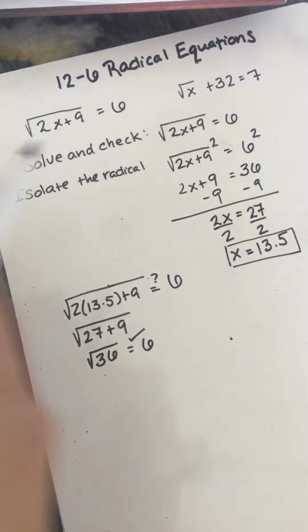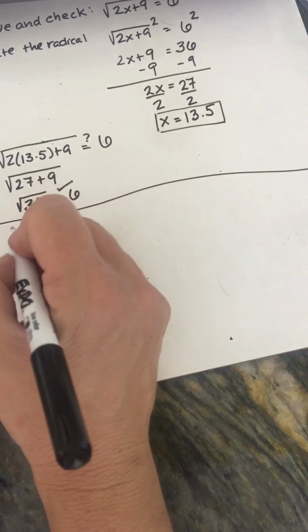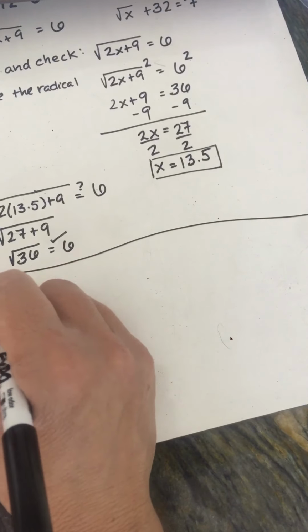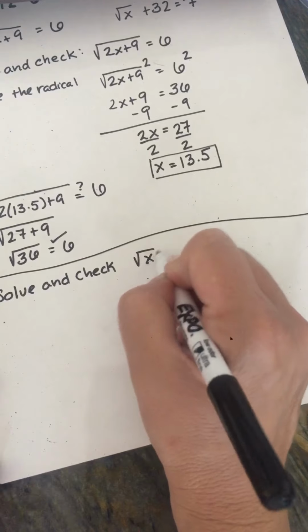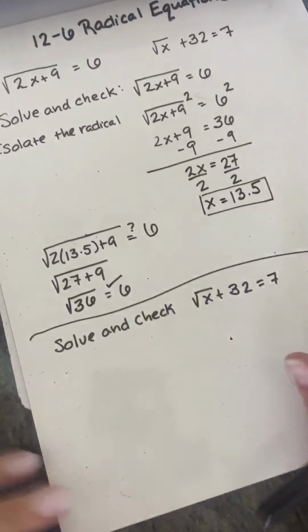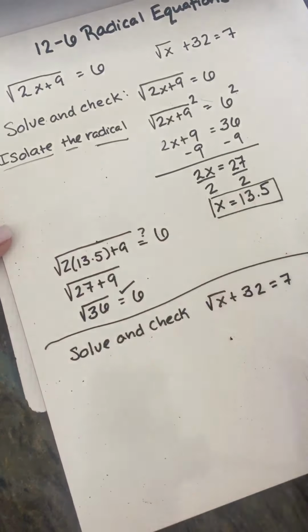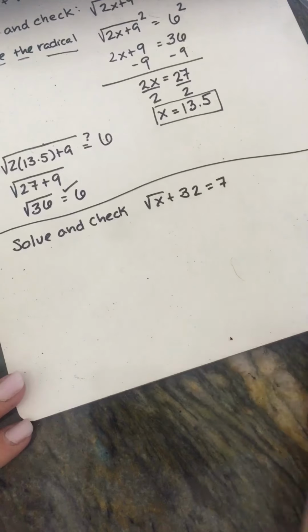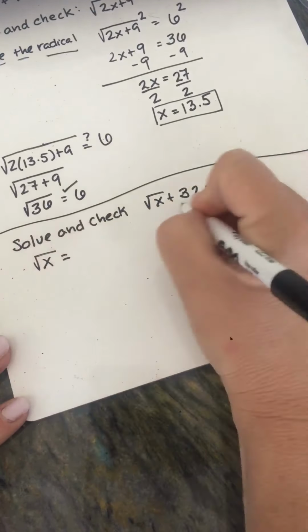Okay, let's do a different one. You know what? I've got plenty of room. I'll speed this up. All right, in the next one, we're going to use the solve and check. We'll use the square root of x plus 32 equals 7. Okay, so remember, we want to try to isolate the radicals. So, are we isolated here? Radicals hanging out with a constant. So let's move that one. So the square root of x equals, if we go minus 32, that will be negative 25.